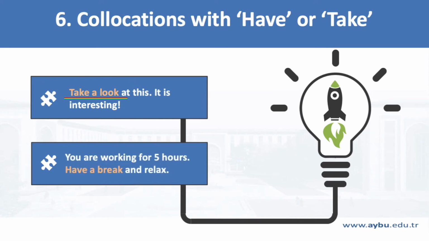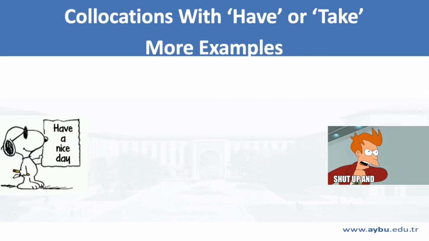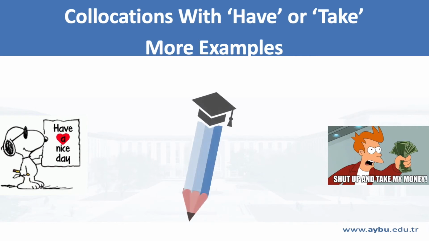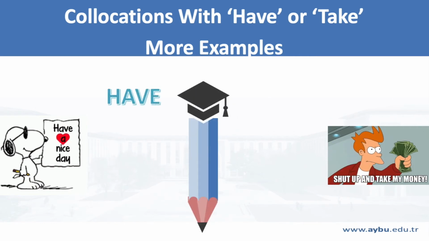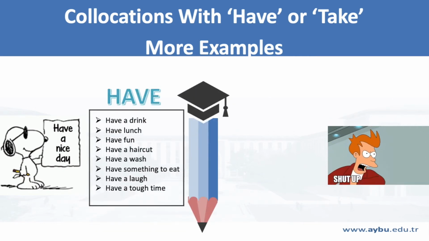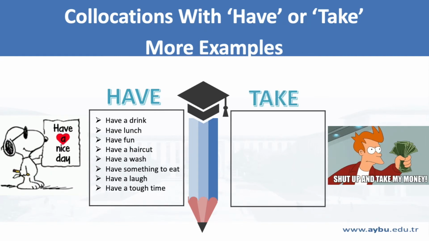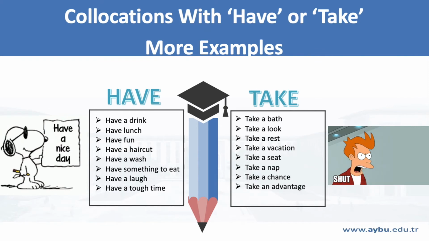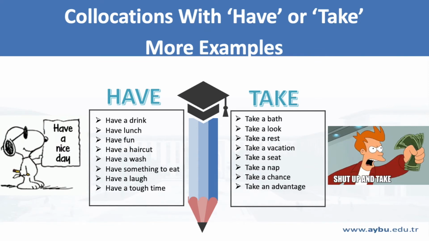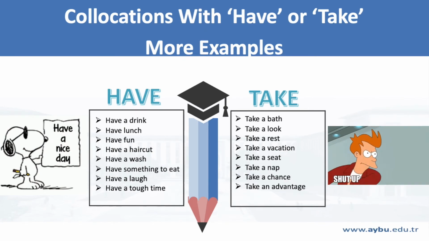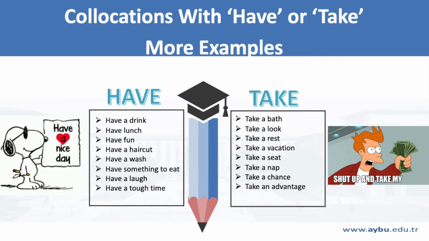It's interesting. You're working for 5 hours, have a break, and relax. As you can see, there is a list of collocations used with have or take. Have a drink, have lunch, have fun, have a laugh, have a tough time, take a bath, take a look, take a seat, take a nap. These are the most common ones.